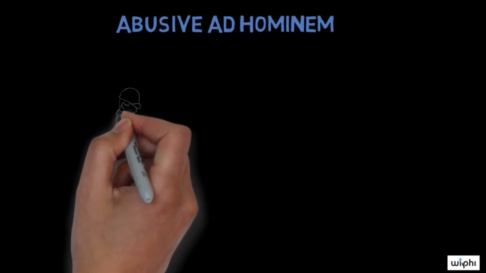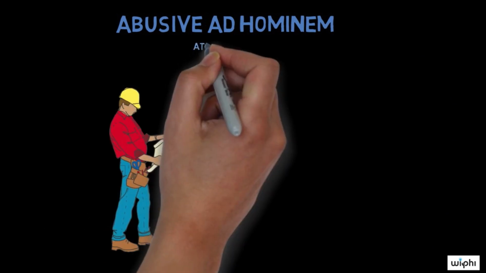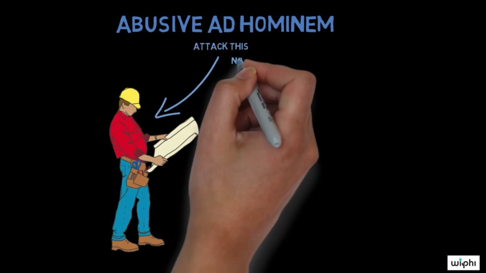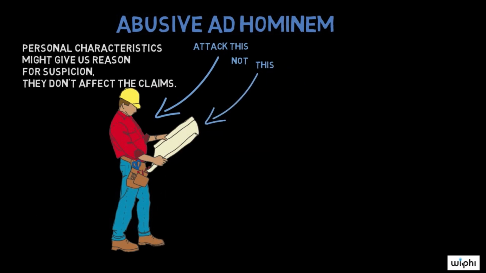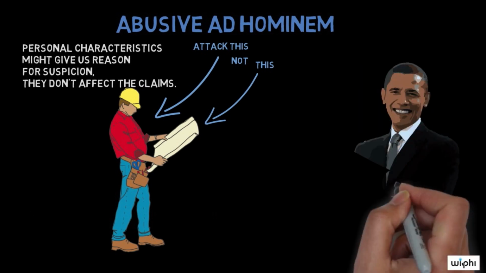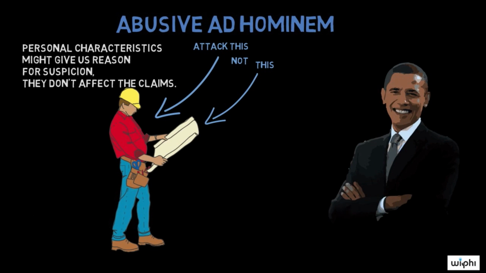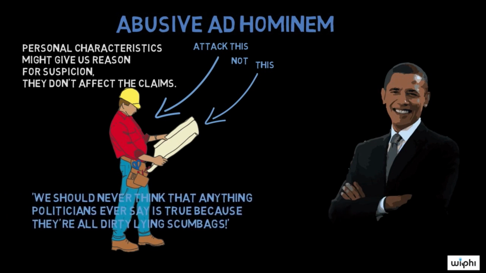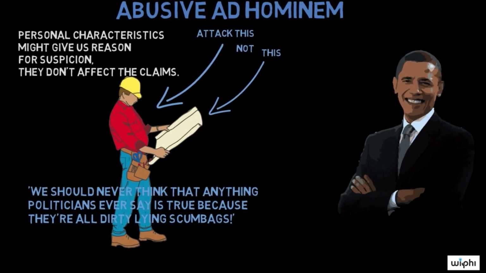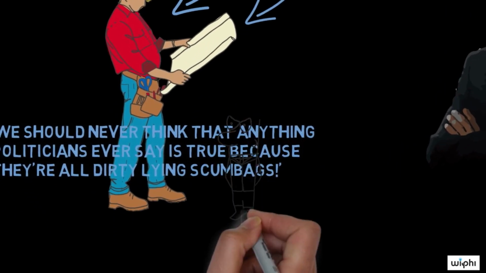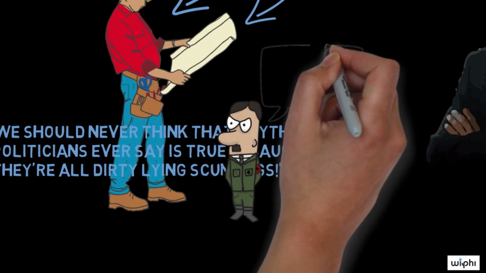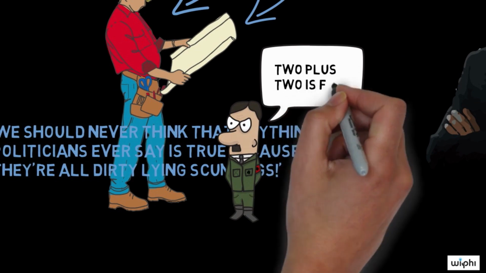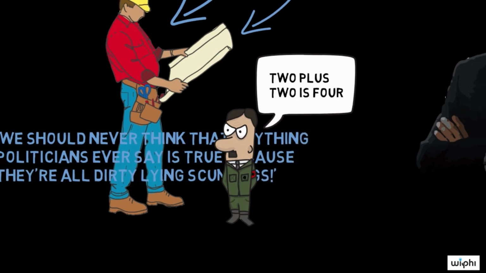Abusive ad hominem arguments present personal characteristics of individuals as good reasons to discount their ideas. However, although certain personal characteristics might give us reason for suspicion, they do not affect the virtues of claims considered on their own. Here is an example of such an argument. We should never think that anything politicians ever say is true, because they're all dirty, lying scumbags. It should be easy enough to see that this argument does not give us reason to discount everything that politicians say. Indeed, even those who are the least admirable likely say true things at least some of the time.